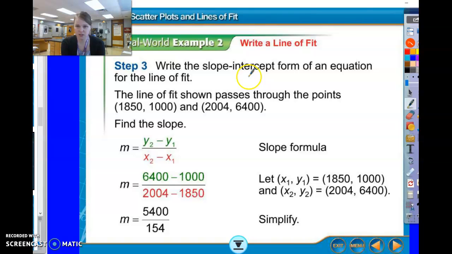Now we're going to do slope-intercept form of an equation for the line. So choose 2 points that are on the line. They might be points that you plotted, they might not be. But pick 2 points that are on the line. From that, find your slope. Feel free to pause if you want to look through this a little bit more, but I'm going to move on since we've already talked about slope.